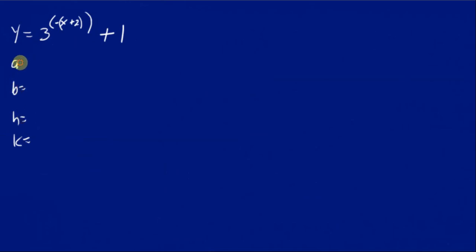All right, so A is the number out front of the base. There is nothing there, so it's a 1. That doesn't do anything to my graph. B is in front of the X. Well, and then remember, no matter what B is, it has to be factored out. So I already have it for you. So -1, and that is a reflection now over the y-axis.